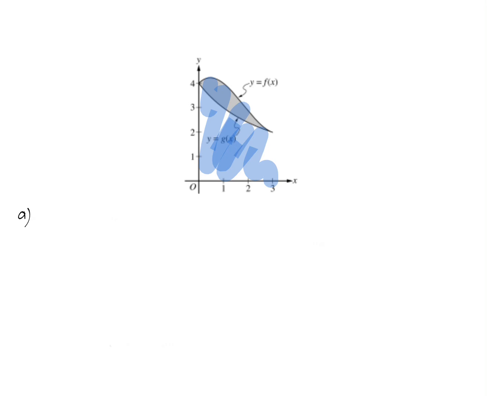To find the area enclosed by the two functions, we take the integral from the start to the stop of the area below the top function minus the area below the bottom function. As shown on the screen, this is the area below f of x, and this is the area below g of x.